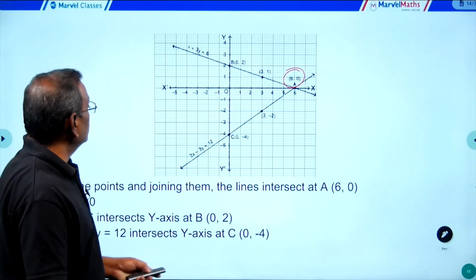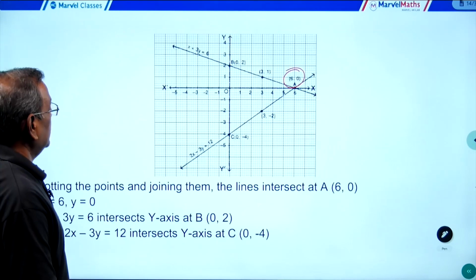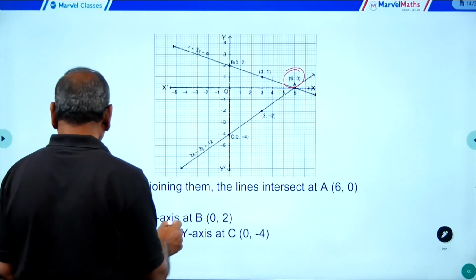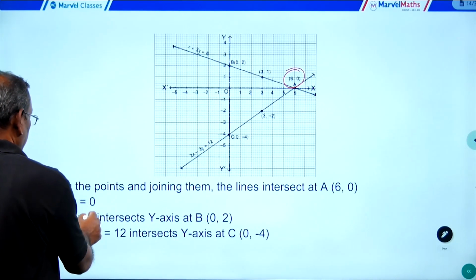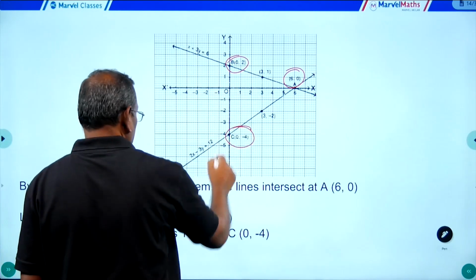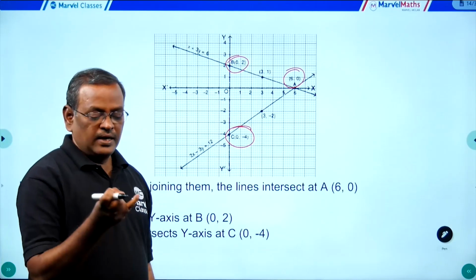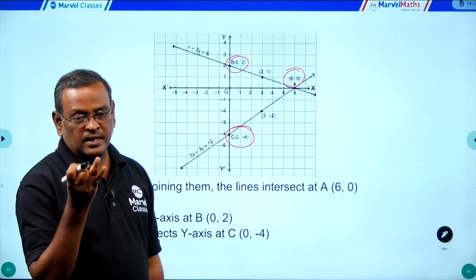But here one extra question is there. Where do both the lines intersect the y-axis? Yes, the first line x plus 3y equal to 6 intersects the y-axis at 0, 2 and the other line intersects at 0, minus 4. You can practice different types of problems. Where does the line intersect the y-axis? Where does the line intersect the x-axis?